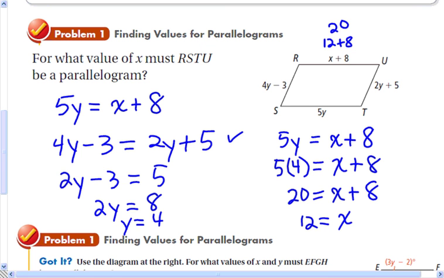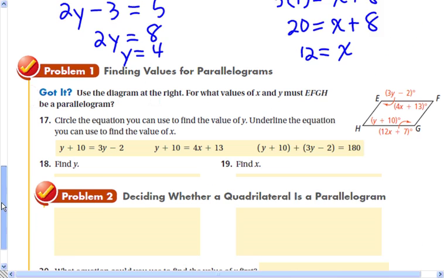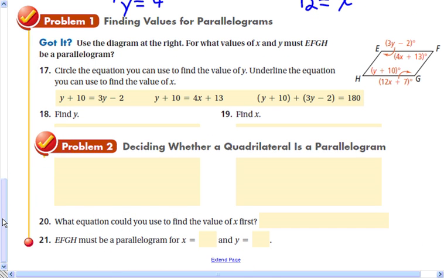And then substitute 4 for y. 4 times 4 minus 3, and 16 minus 3 is 13. 2 times 4 plus 5 is also 13. And 5 times 4 is equal to 20. So we can see that opposite sides are congruent. Go ahead and you try this problem. Check back for the answers.